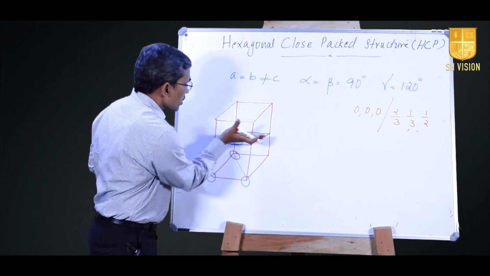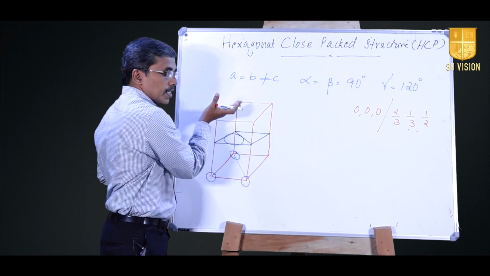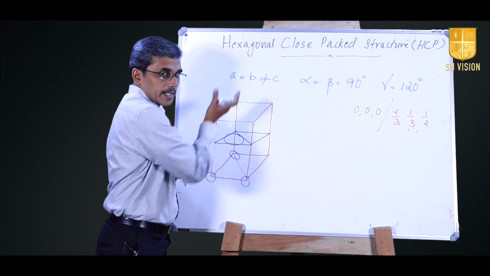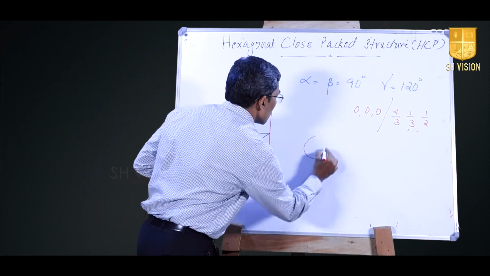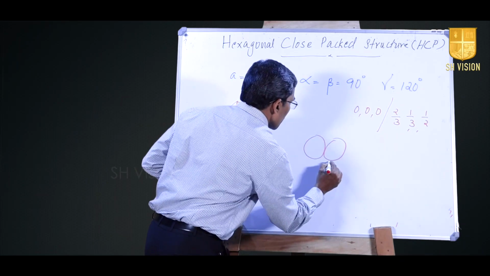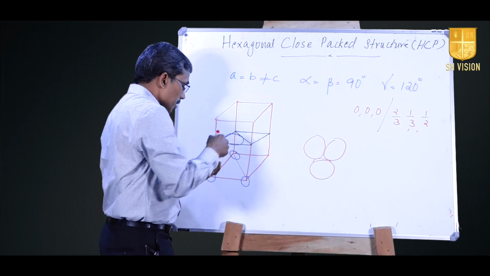This is the lower plane, this is the middle plane, this is the upper plane. So, this is the A plane, this is the B plane and this is the C plane. So, we have got AB stacking. Actually it comes like this. So, we have got 3 coming here, and this one will be just sitting on that.